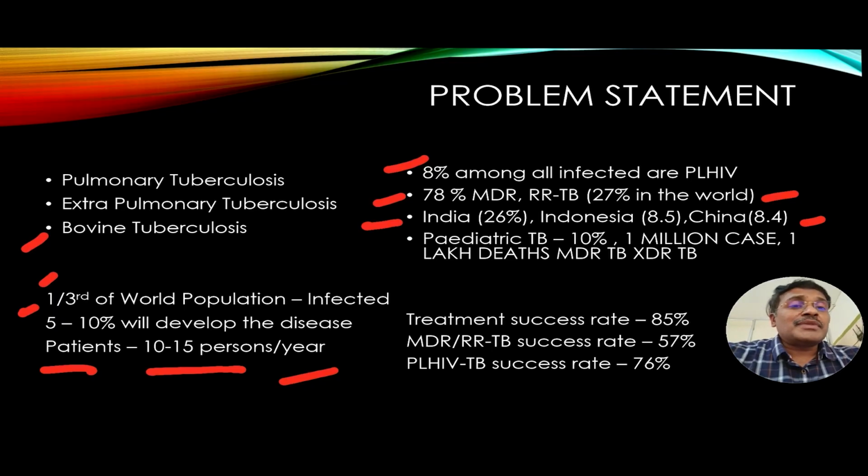Also, there is another special type of tuberculosis, pediatric tuberculosis, which accounts for 10% of all tuberculosis patients in the world, and 1 million cases are there in the world. 1 lakh deaths occur because of MDR tuberculosis and XDR tuberculosis.